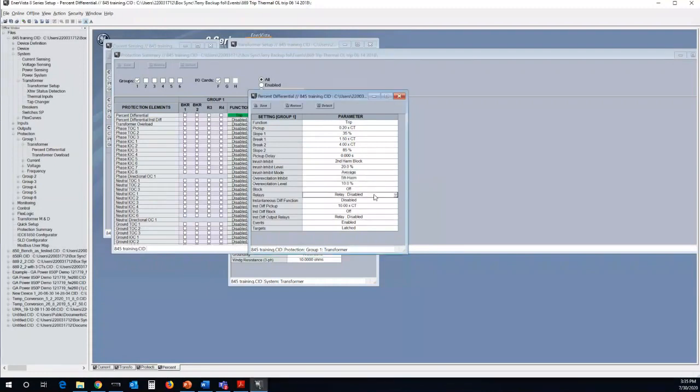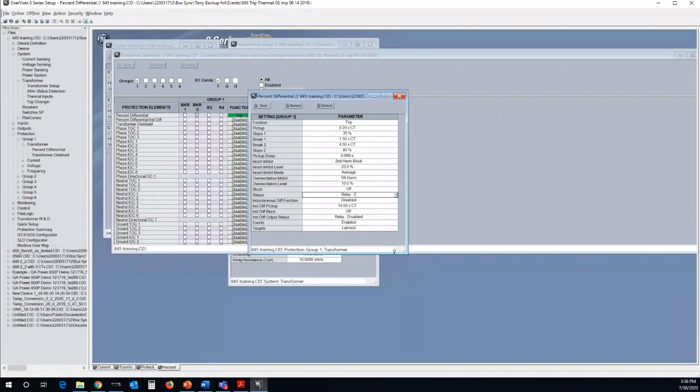Now, if I wanted to operate additional relays, I can choose those additional output relays. If I wanted to operate additional outputs on this 845, I could choose those relays to operate here. Okay, so I'm operating relay 2.